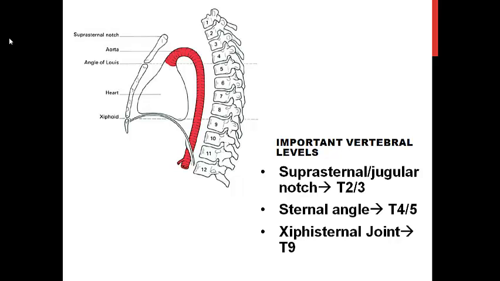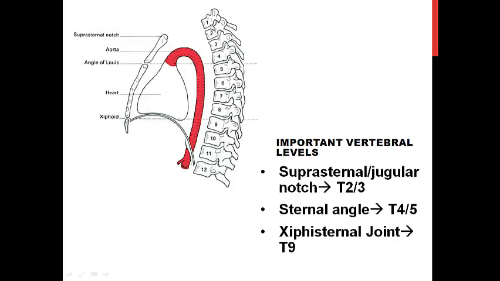First of all, we're just going to look at some vertebral levels. You guys know that vertebral levels are really important in anatomy. What we're looking at here is a side view of the thoracic wall and cavity. You can see the 12 thoracic vertebrae here at the back. You've got the sternum anteriorly, and this is the diaphragm inferiorly.